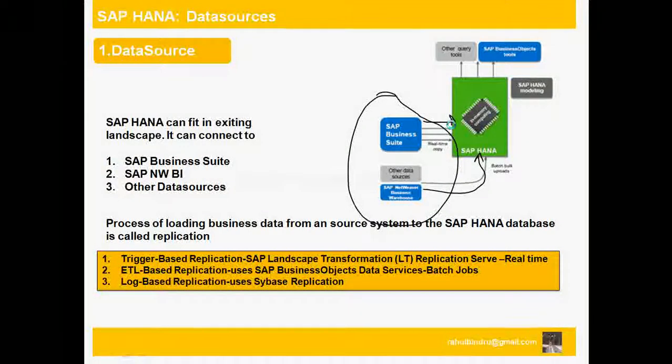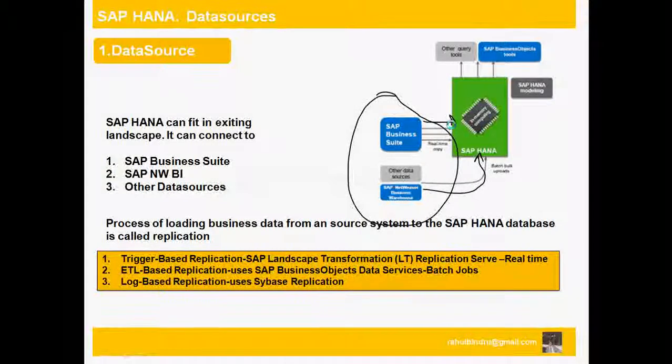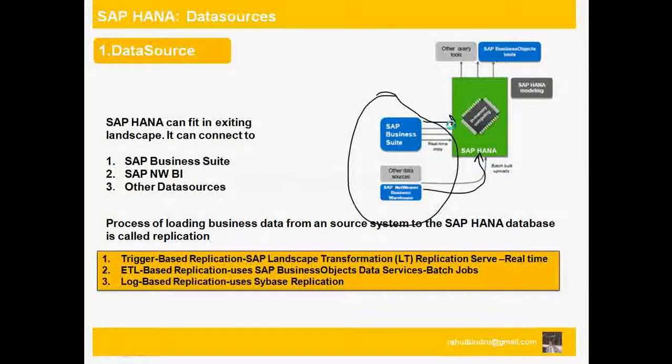SAP has, as of now, come up with three technologies. The first is trigger based replication, which is actually SAP Landscape Transformation, and this takes real-time data and updates it into the SAP HANA database.